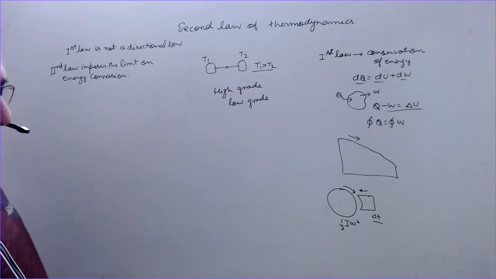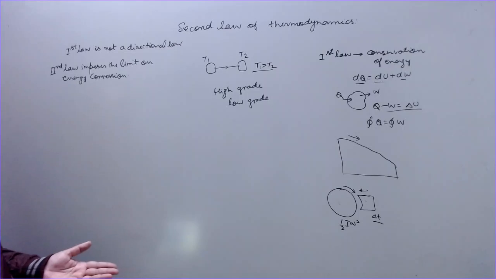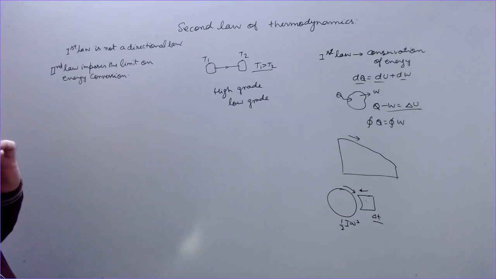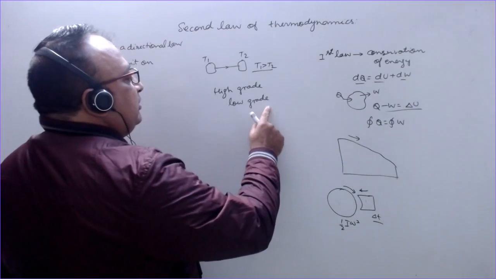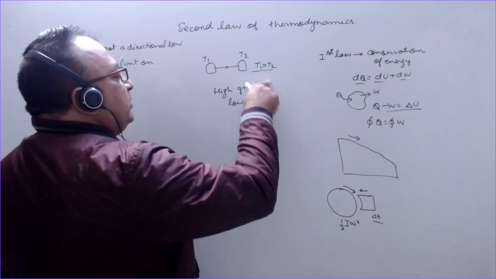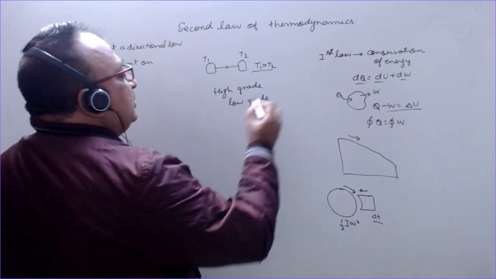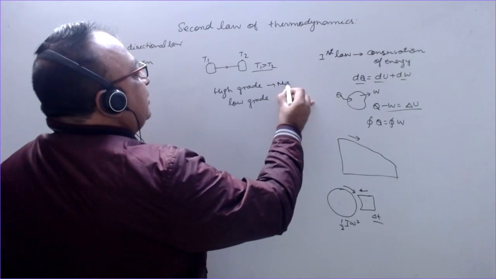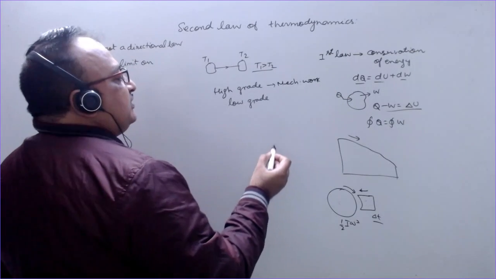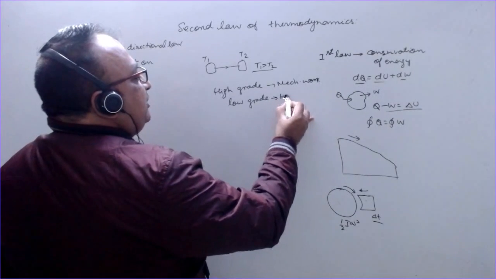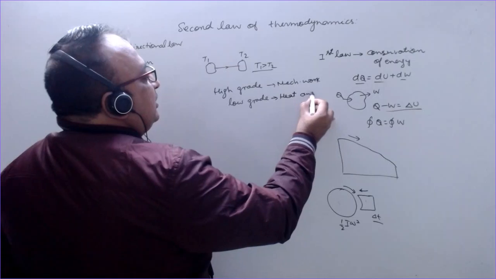Why? Because one is high grade energy, other is low grade energy. So high grade energy can be completely converted into low grade, but complete conversion of low to high grade is not possible. So here we have mechanical work, or the PDV work we have discussed, and here we have heat and other forms of energy.